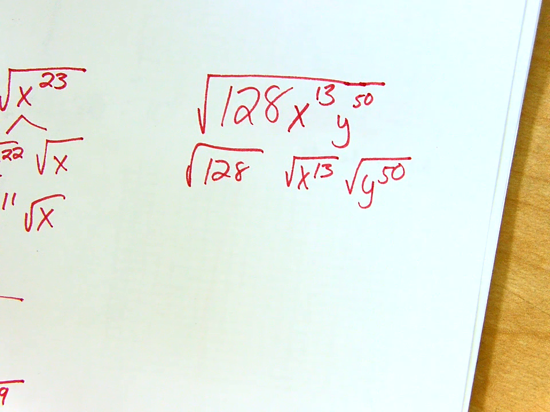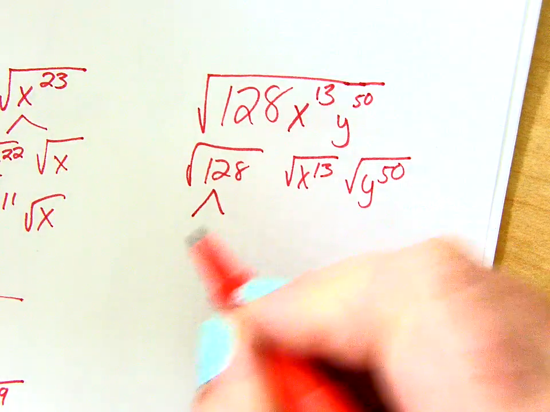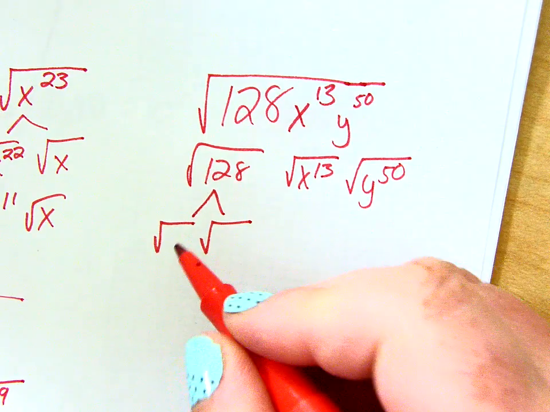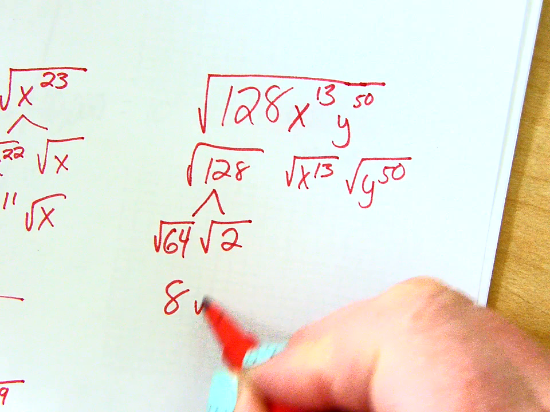Alright, so we're going to try the same thing. I break it up into its 3 pieces, 3 little mini problems here. What is the largest perfect square that goes into 128? 64, and it goes in twice. So that becomes 8 root 2.